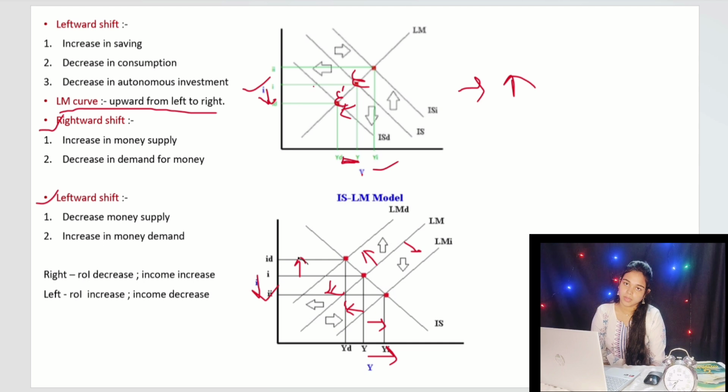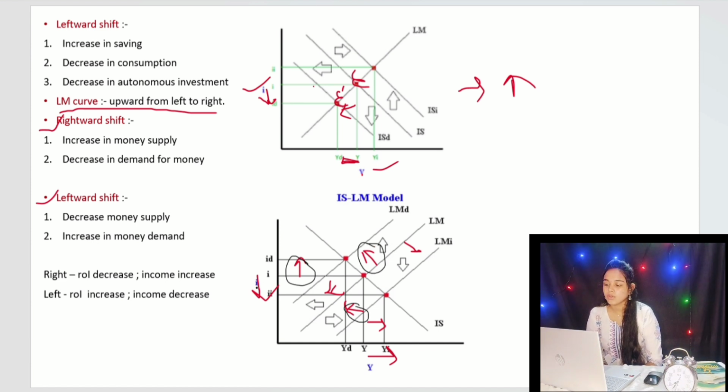So to reduce the money supply, the RBI increases the rate of interest. As a result, investment and consumption also reduce. So the LM curve shifts leftward, income decreases, and the equilibrium interest rate increases in this diagram. And when there is a rightward shift, the equilibrium income increases and the equilibrium level of interest rate decreases.